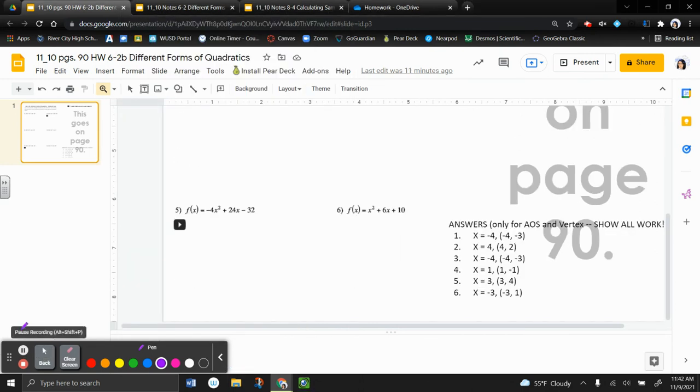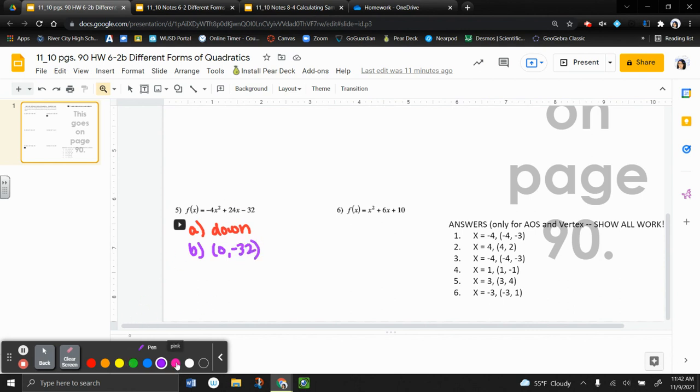All right, starting with number 5, I'll do this one a little nicer. So starting with concavity, A is negative, so we know it's concave down. Then B is our y-intercept. Our y-intercept is C, so it's going to be (0, -32).